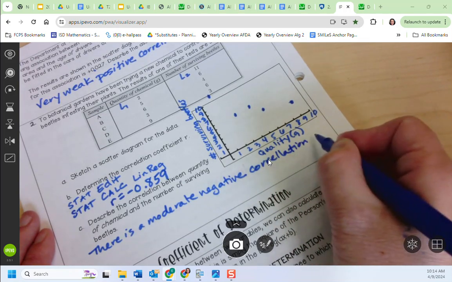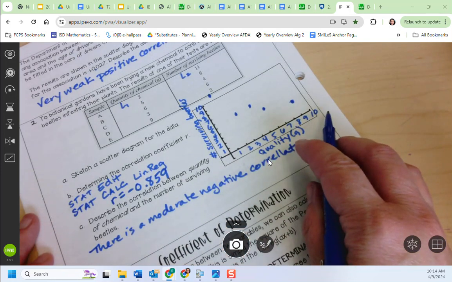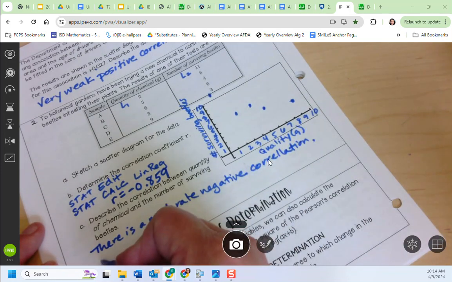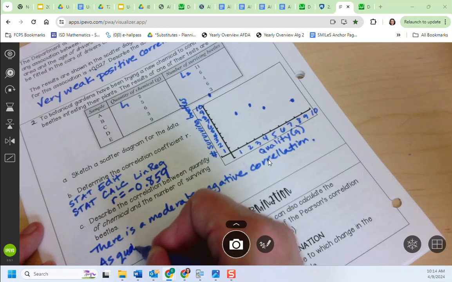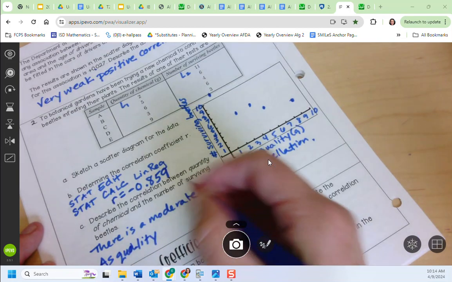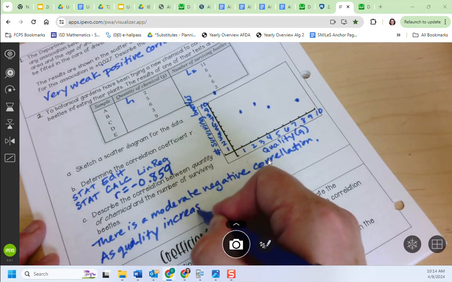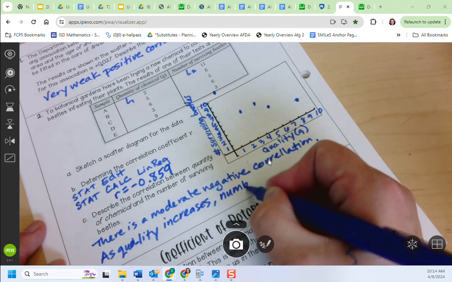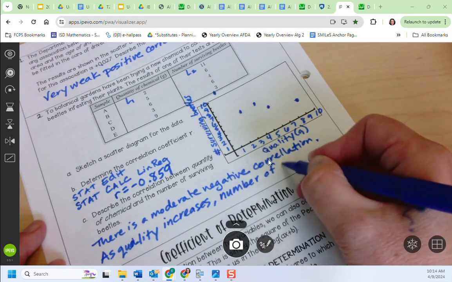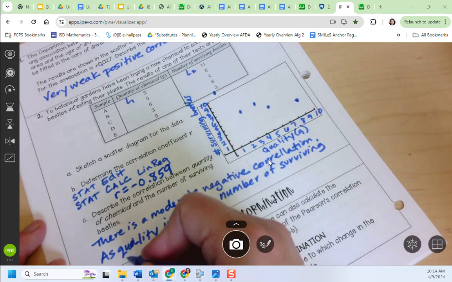And then the other sentence we're going to write is that as quality increases, what also happens? The number of surviving beetles decreases. Right. So as quality increases, the number of surviving beetles decreases.